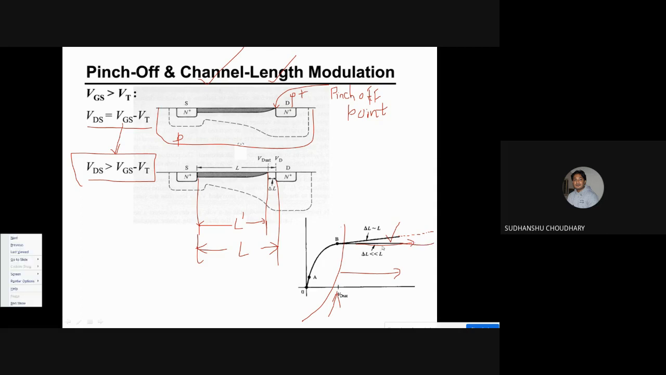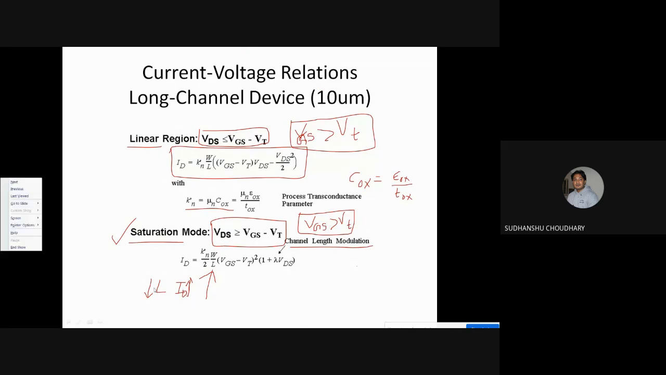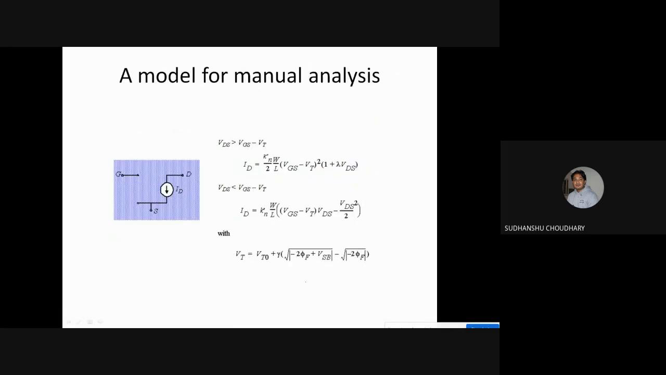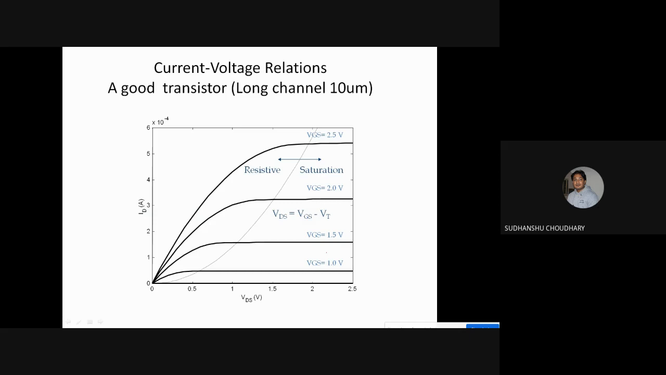But if the channel is short and the channel length changes, or the channel length modulation effect is present, then because of this decrease in channel length, there is a rise in drain current. So that is actually the effect of channel length modulation.